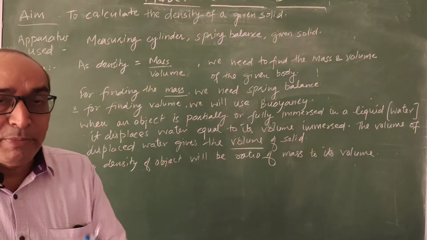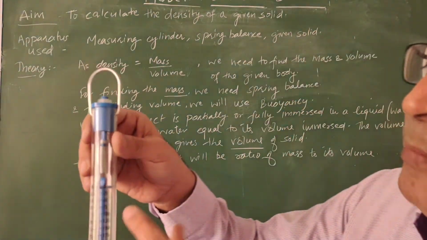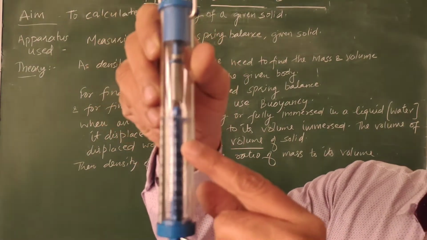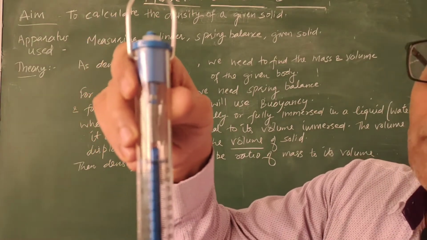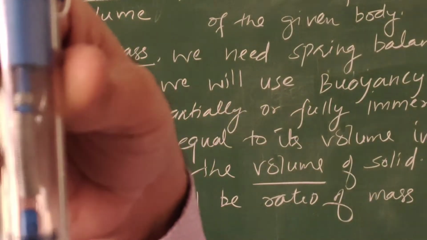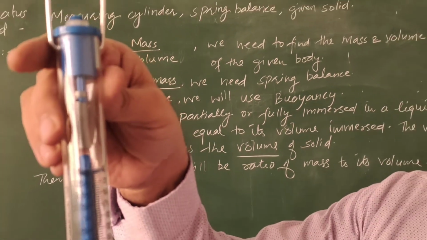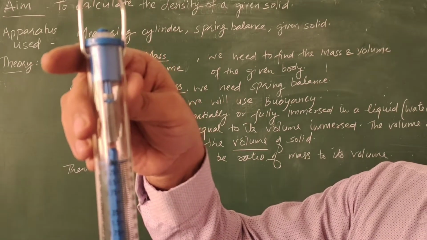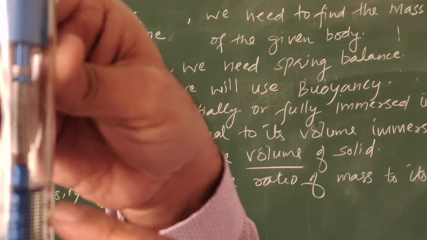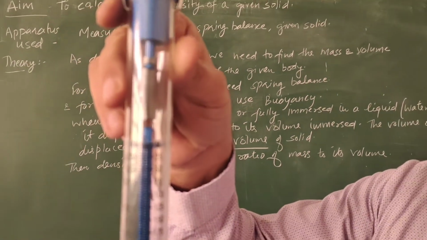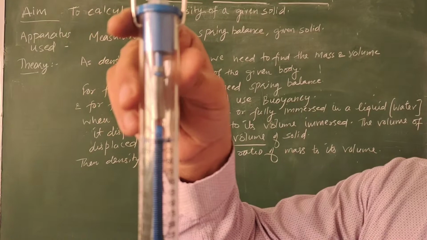Next we are going to use a spring balance. This is a spring balance. It gives you mass in grams and weight in newtons. But we have to find the mass of the object, so we are going to see this scale. Here also we need to find the least count of this spring balance. What are we seeing? Between the point 0 and 25, there are 5 divisions. So one small division will be equal to 5 grams.